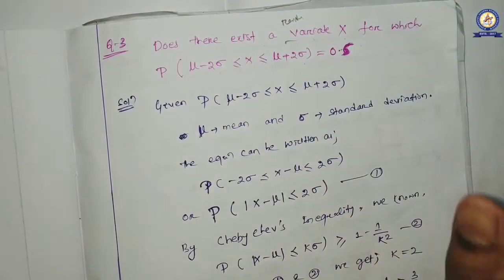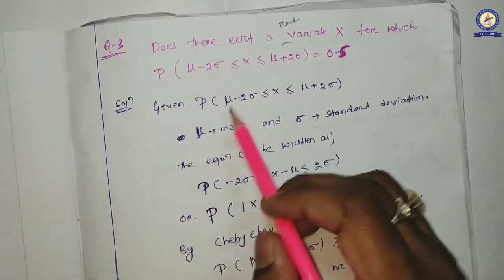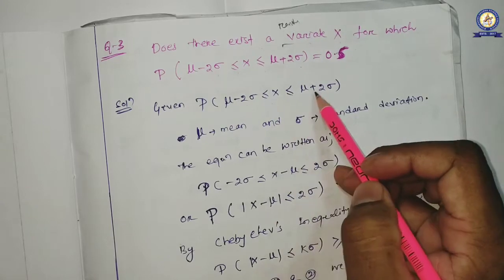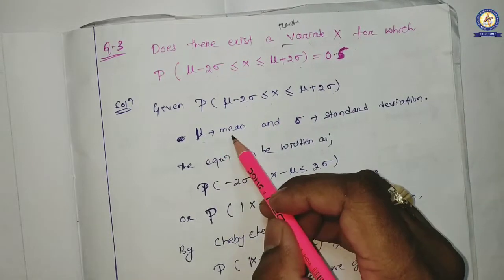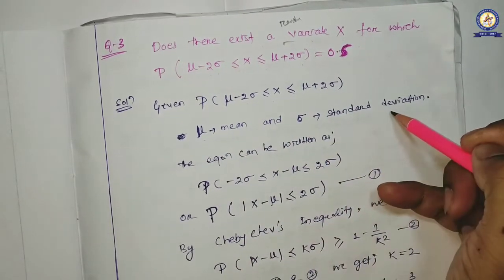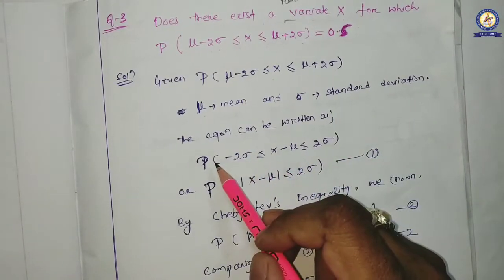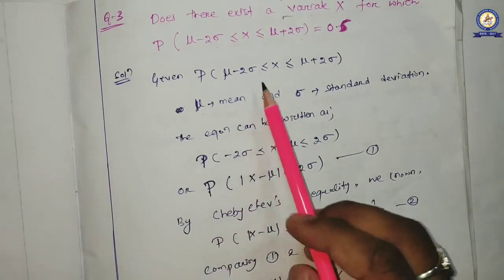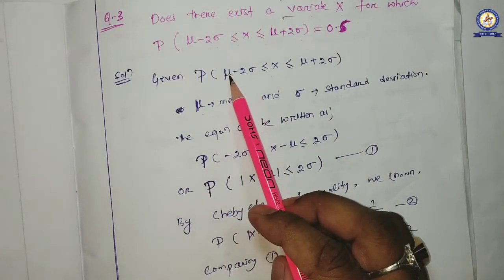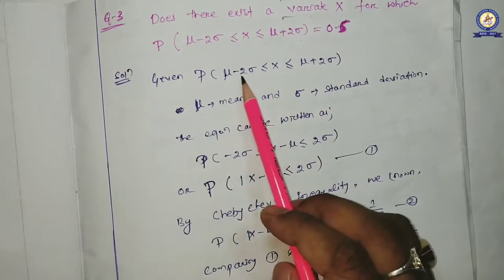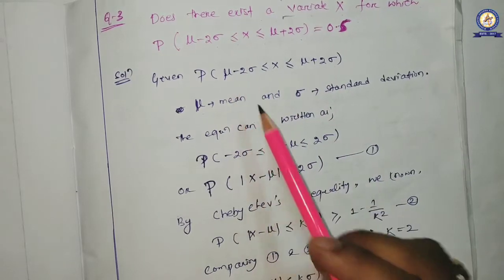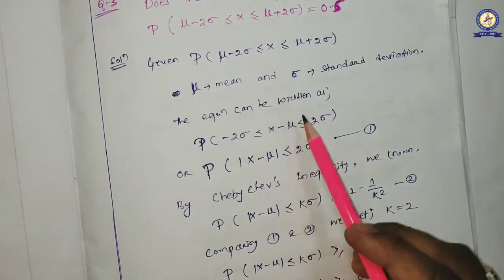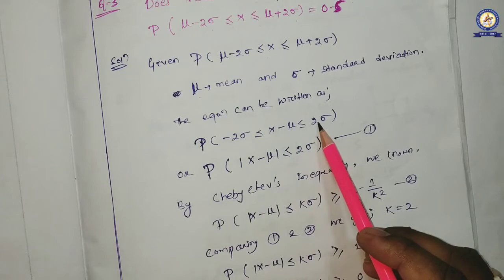We are going to check. Given that the probability of mu minus 2 sigma less than or equal to x less than or equal to mu plus 2 sigma, here mu is the mean and sigma is the standard deviation. So this can be written as, here I am going to subtract the mean mu from each term. So if I subtract mu, it will be minus 2 sigma less than or equal to x minus mu less than or equal to 2 sigma.